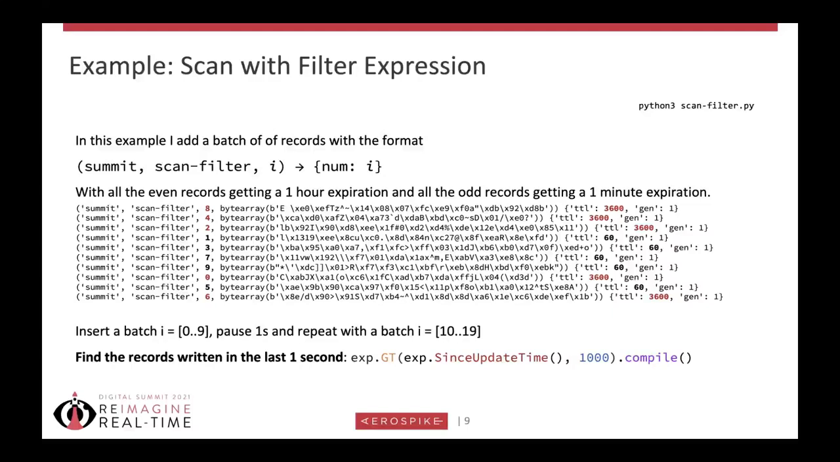So the main thing we're going to do is generate just 2 batches of keys, 0 through 9. We're going to wait a second and then do another batch, 10 through 19. All the even records are going to have a TTL of 1 hour, and all the odd records are going to have a TTL of a minute. Now, I'm going to run this a bit later because some of these are kind of time sensitive. So first I'll talk you through this, and then we'll run the example.